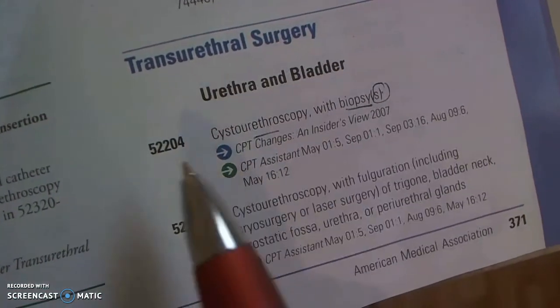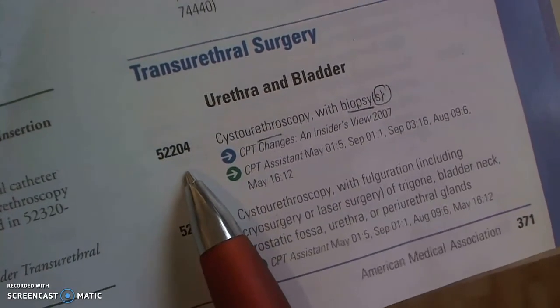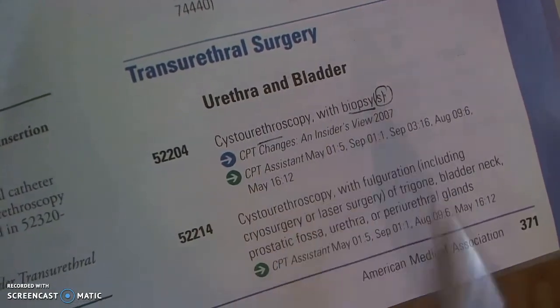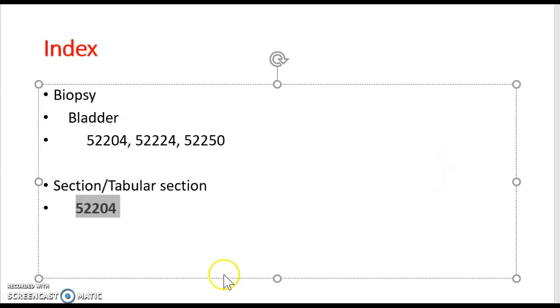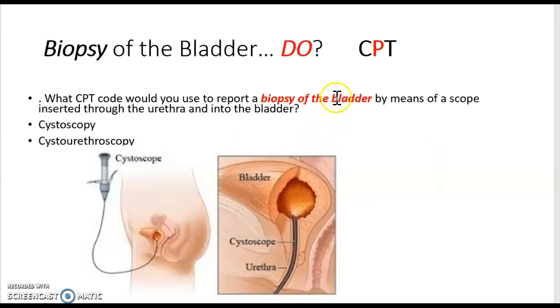This is the most important thing that we have to do. So now I am left with one choice only. That is 52204, cystourethroscopy with biopsy. And that is going to be my final selection. So this is my final selection, because remember, if we go back to the scenario again, biopsy of the bladder by means of a scope inserted through the urethra into the bladder, which is cystoscopy or cystourethroscopy, both have the same meaning, and we don't have any other choice.